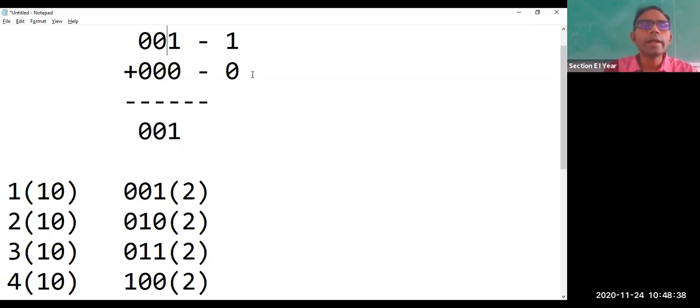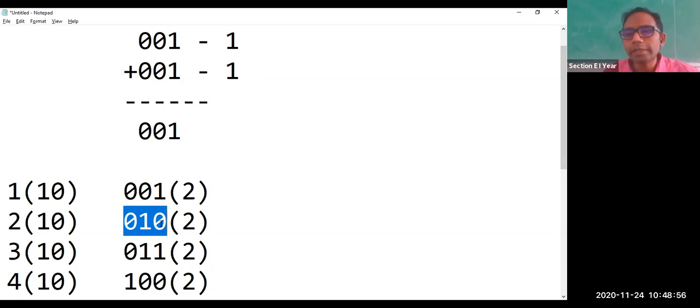Now, suppose we have a number like this, 1. We are performing the addition of 1 plus 1. The result must be 2. This is decimal number 1, decimal number 1. 1 plus 1, the result must be 2. So what is the binary equivalent of 2? The result is 0, 1 and 0.